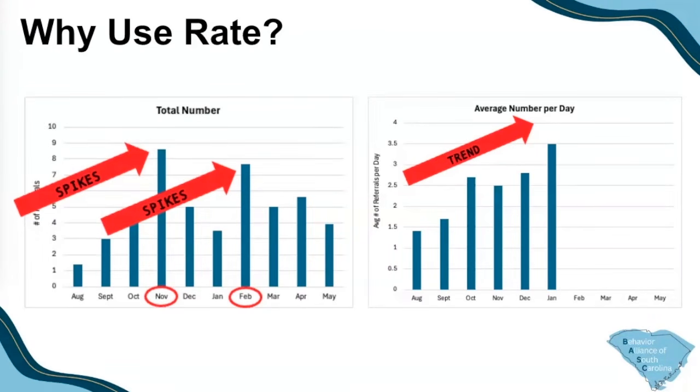Now look at the rate chart on the right. This time, the team calculated the number of referrals per school day, allowing for a standardized comparison across months. Which month seems to be the most problematic on this chart? January, and it's generally been an upward trend across the school year so far. When reviewing rate, your team might ask the questions, is the rate increasing? Is it decreasing? Is it above our expectations? Is it above or below last year?